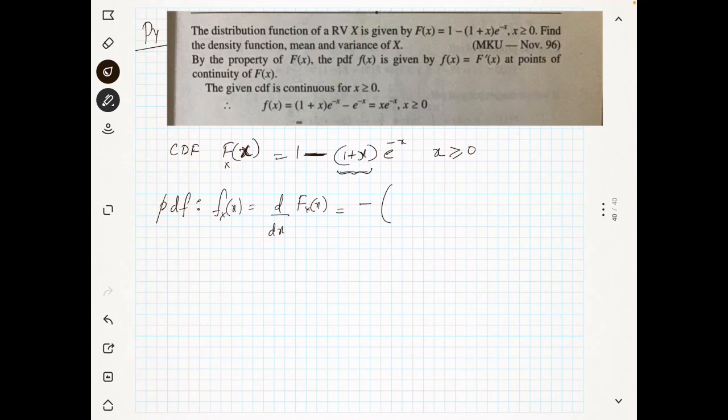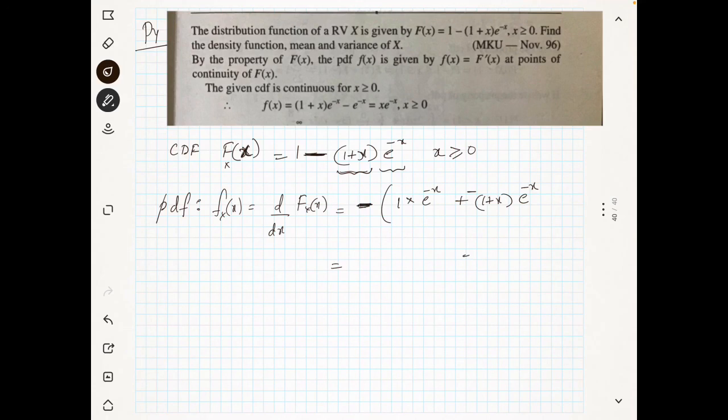Okay, then this is the second term. So 1 plus x, the differential of the first term is 1, so 1 plus x differential is 1, into e power minus x, plus then you have 1 plus x and the differential of e power minus x is e power minus x into minus 1. Okay, so it's nothing but minus here.